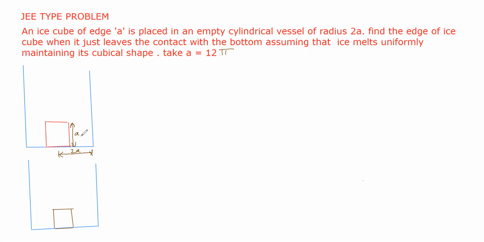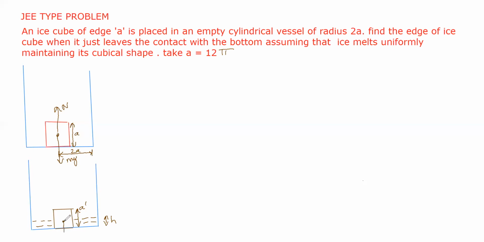Now we assume that after some amount of melting, the edge length of the cube is a dash, and some amount of water has formed here. Let us take the height of this water formed as h. Before melting there are two forces acting on the block: one force is mg, another force is the normal reaction. When it just leaves the contact, the normal reaction will be zero.